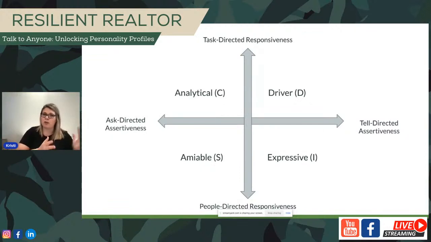To the left, remember, we have our ask directed, asking questions, kind of taking a back seat and moving a little bit slower in our decision-making process. And on the right, it's going to be forceful. It's going to be big impact. I'm going to tell you what to do. Here we go. Let's go. Let's go. Let's go. Right.